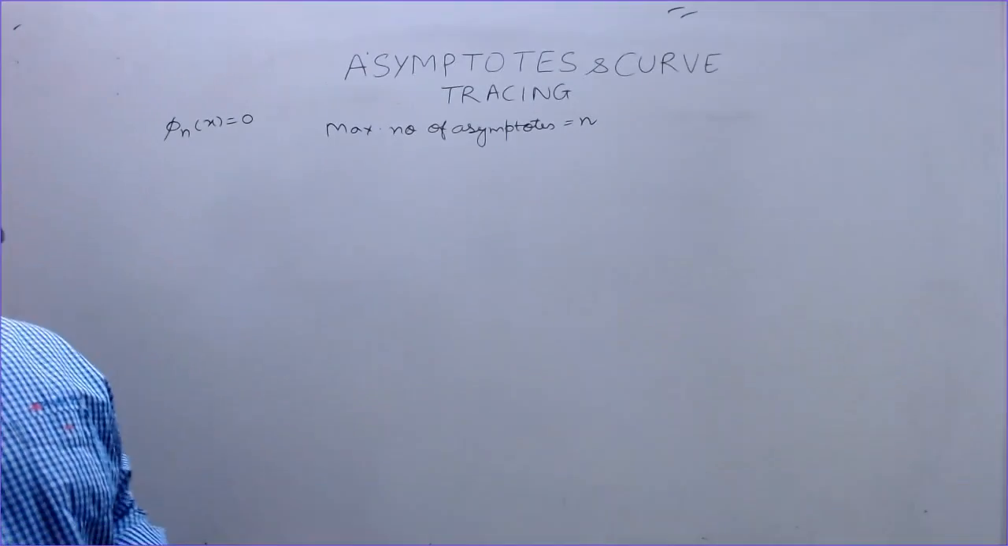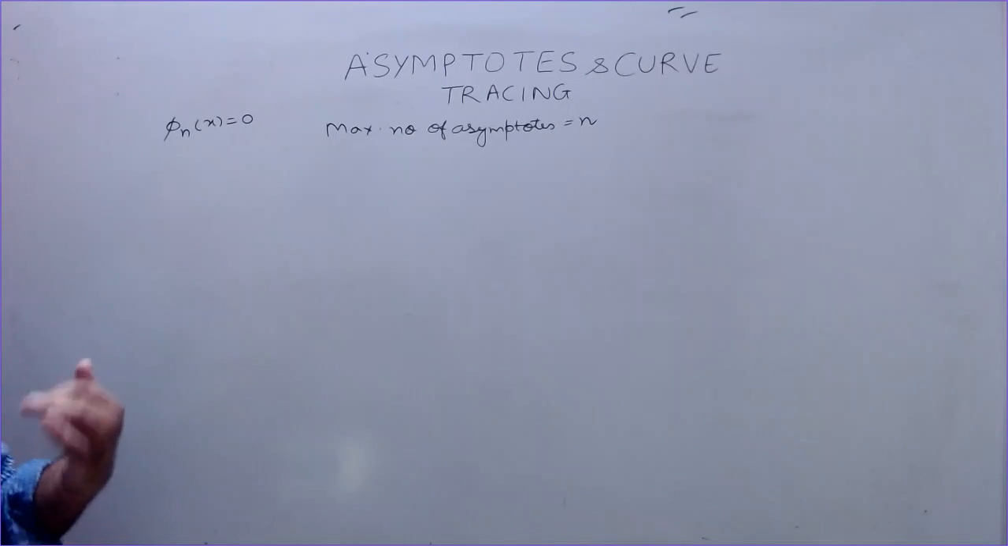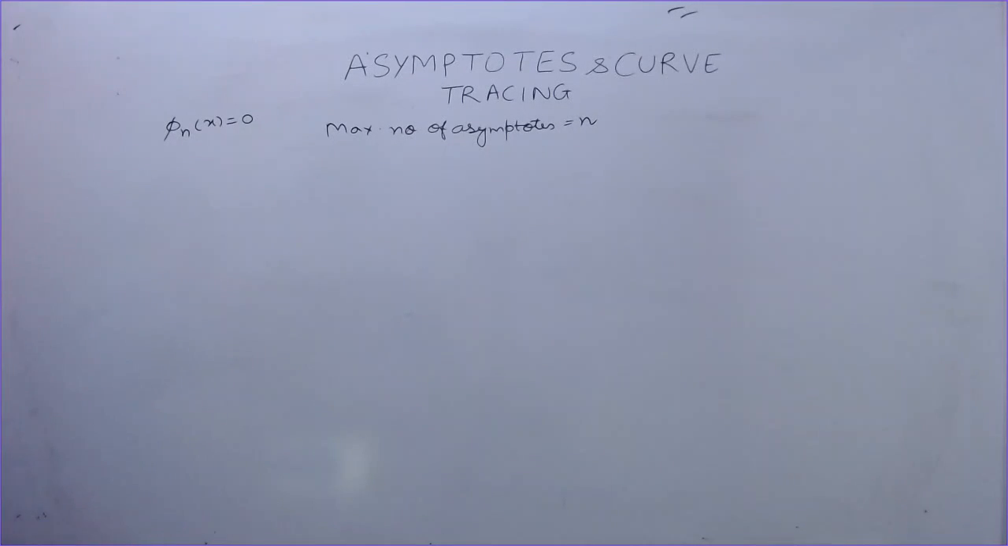Sometimes the axis may also be the asymptote, the x-axis or the y-axis. The curves may have parallel asymptotes, or the asymptotes may be parallel to the x and y-axis. So all this we have to find.